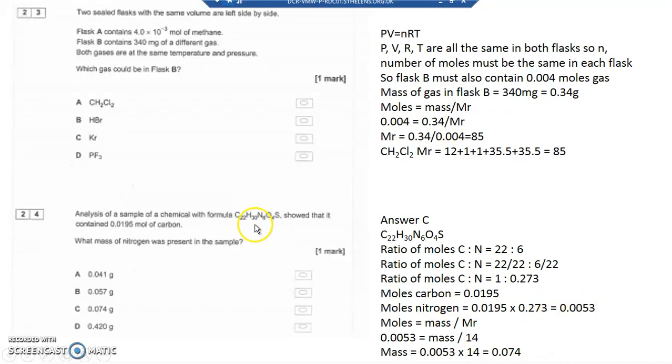Now then, I've got the number of moles of nitrogen in there. What's it asking me? What mass? Well, I know moles is mass divided by Mr. Moles, I've got 0.0053. Mr of nitrogen I know is a 14 from the periodic table. 0.0053 is mass divided by 14, so the mass is 0.0053 times 14, 0.074. So my answer is C.